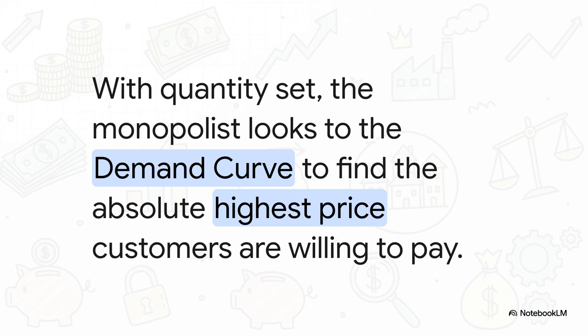That line tells them the absolute maximum price the market is willing to tolerate for that exact quantity. So you just trace a line straight up from Q star to the demand curve, and boom, that point, P star, becomes your price. And this is only possible because, remember, your customers have nowhere else to go.